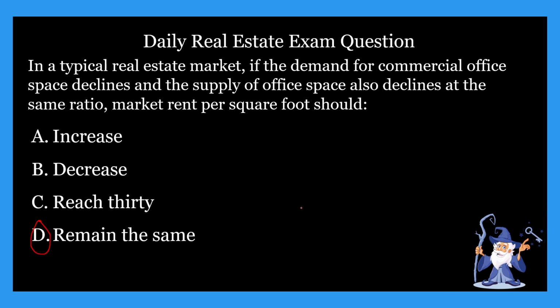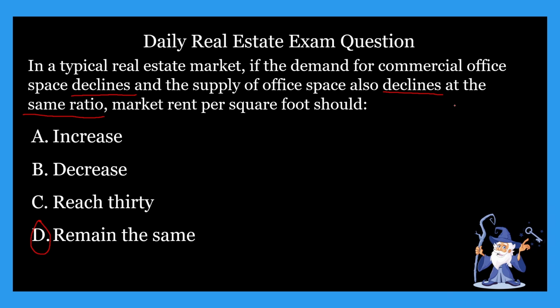So, a couple key takeaways with that. Obviously, looking at this question, it says right here, same ratio. We know that it's both declining at the same ratio. Now, in real life, it's kind of rare that things operate in the same ratio, but obviously it does happen. That's part of real estate economics. These situations do occur. So in this instance, where there are two declines and they're both the same ratio, the market rent per square foot should remain the same.